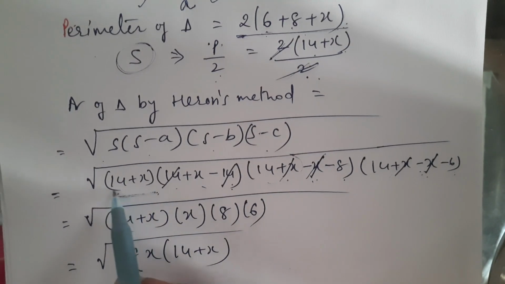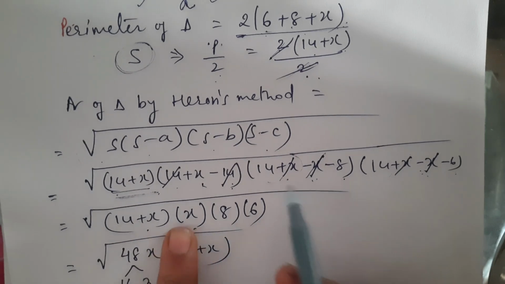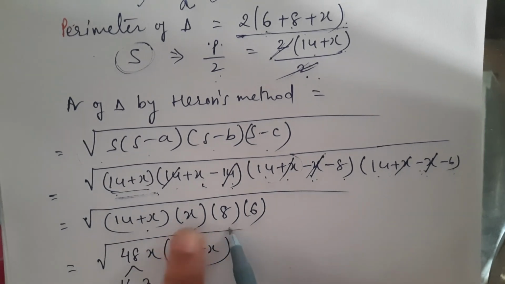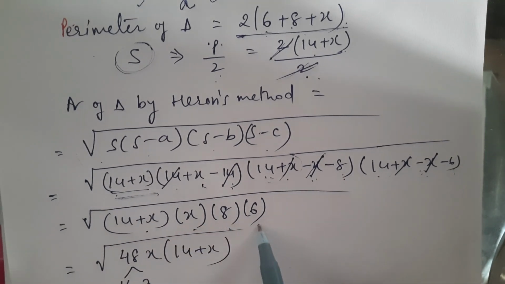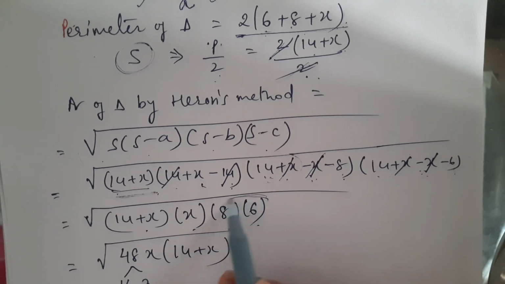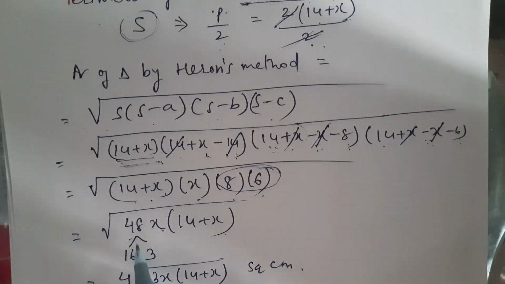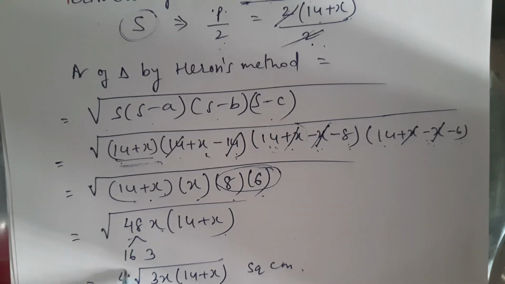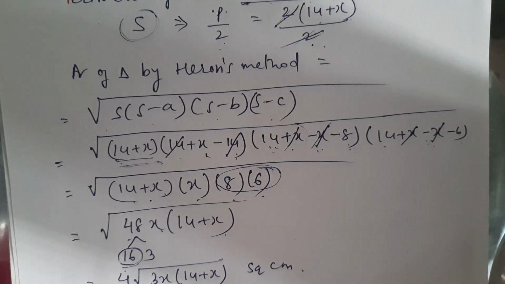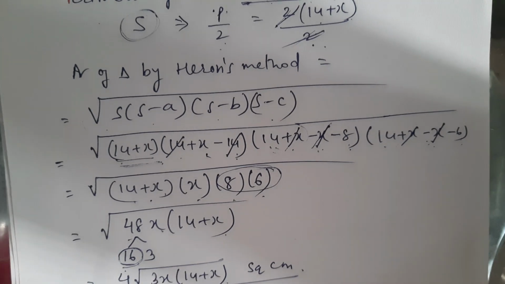So now we are left with the value x plus 14, here 1x, here 14 minus 6 is 8 and 14 minus 8 is 6. So we are left with the value. Now 8 sixes are 48. So it's 48x, 14 plus x. We can split 48 as 16 threes. Now 16 can be taken out of the root in the form of 4, as the square root of 16 is 4. So now the value is 4 under root 3x within bracket 14 plus x. So we got the area as 4 under root 3x into 14 plus x square centimeter.